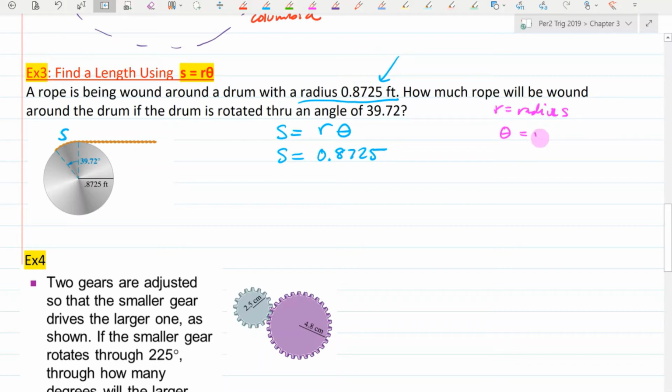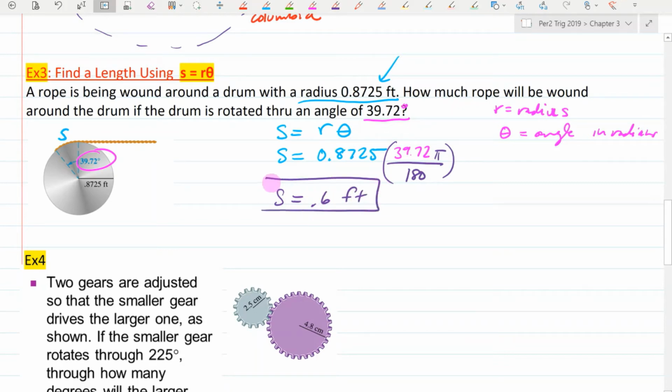Okay, and then theta equals radians, or angle in radians. So theta, that should have a degree sign there, is 39.72 degrees, because there's a degree sign here. So we have to multiply by pi over 180 to make it into radians. So when we multiply that out, you get about 0.6 feet. And the reason it isn't in feet is because the radius is in feet.